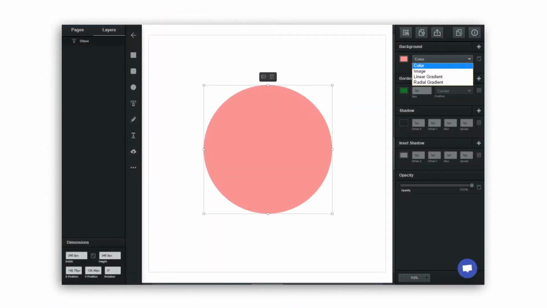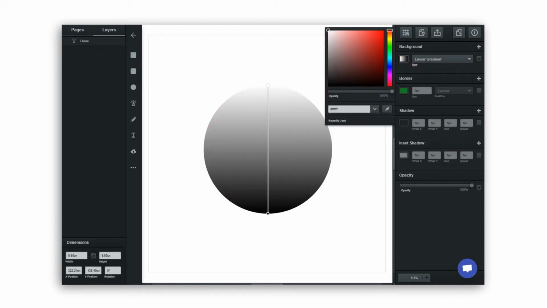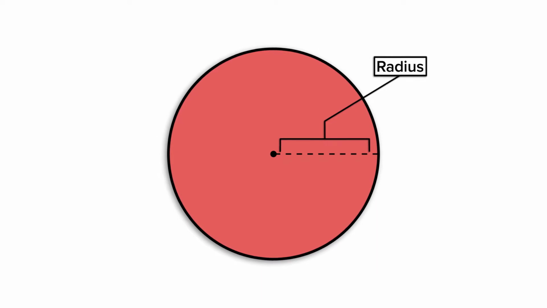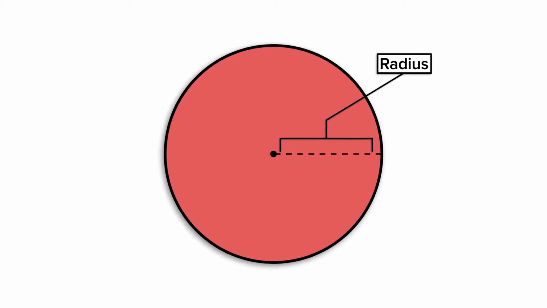To create this type of fill, choose linear gradient as the background type. Then use the color scale to select the colors for each point on the line. You can add points on the line to add more colors to the gradient. You probably know that the radius of a circle is the distance from the center of the circle to any point on its circumference or outside edge.